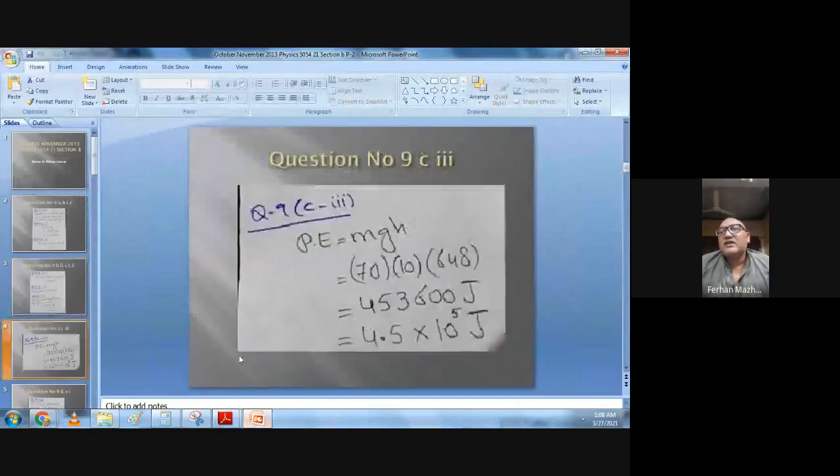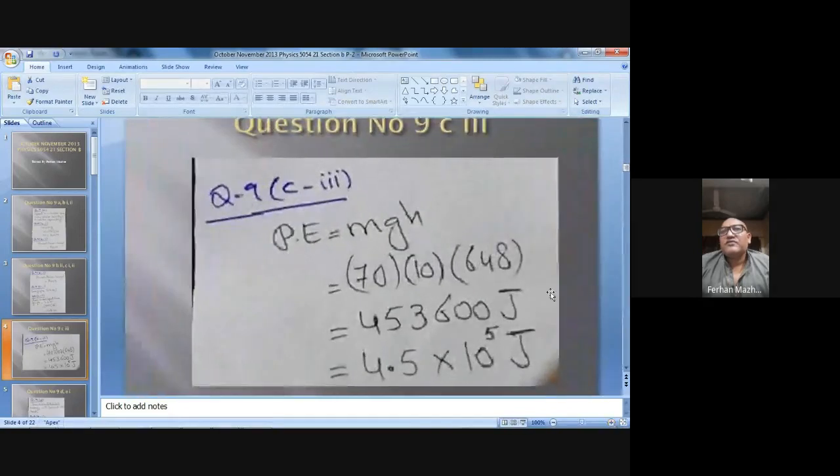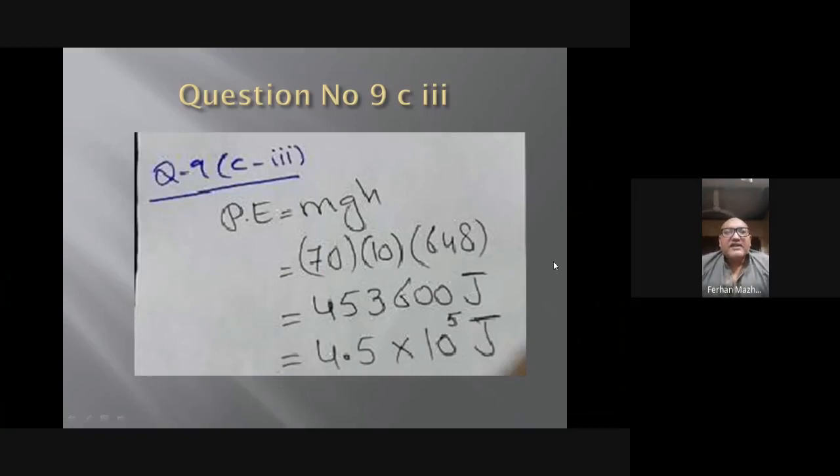Let me show you my work, and let's increase this to 100%. Okay, now you can see on your screen that I can find the potential energy. That's mgh. So m is 70 kg, the g value is 10 newtons per kg, and the height he has fallen is 648 meters. Just multiply them, and the final answer will be 4.5 × 10^5 joules. I hope you understand how this formula is used in finding the gravitational potential energy.